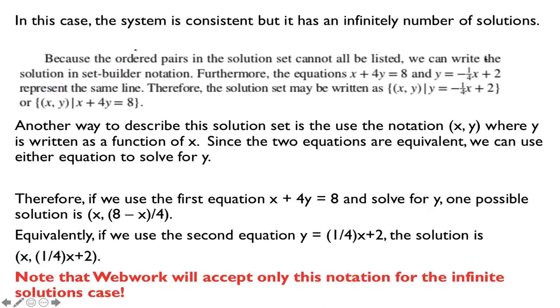We pick one of them, and one way to write the solution is to say the set of all (x, y) such that y is equal to -1/4 x plus 2. Notice this is one of the two equations. Again, because these equations are the same, we pick one of them and put it in here as a condition for all the points. All the points that live on this line are a solution to this, and the other one, therefore, is a solution to the system.